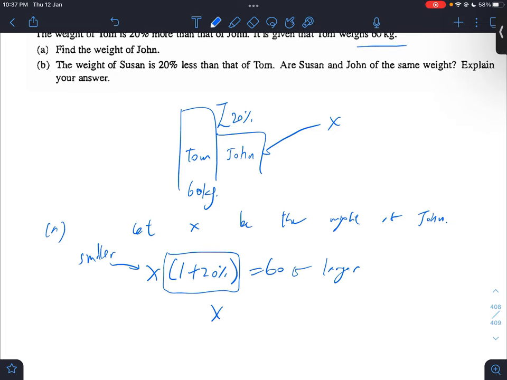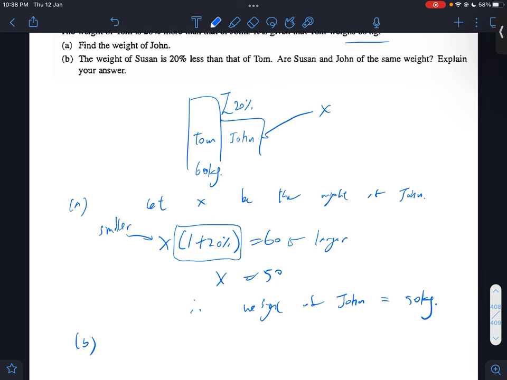So X at the end is 50. Okay, so we need to say that the weight of John is 50 kilograms.